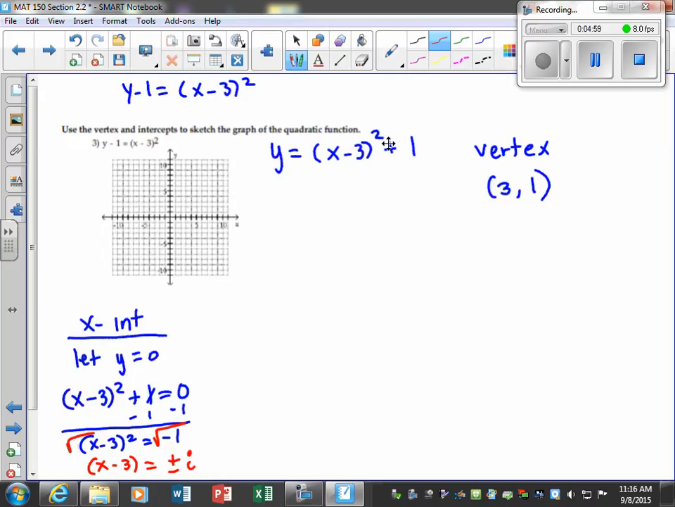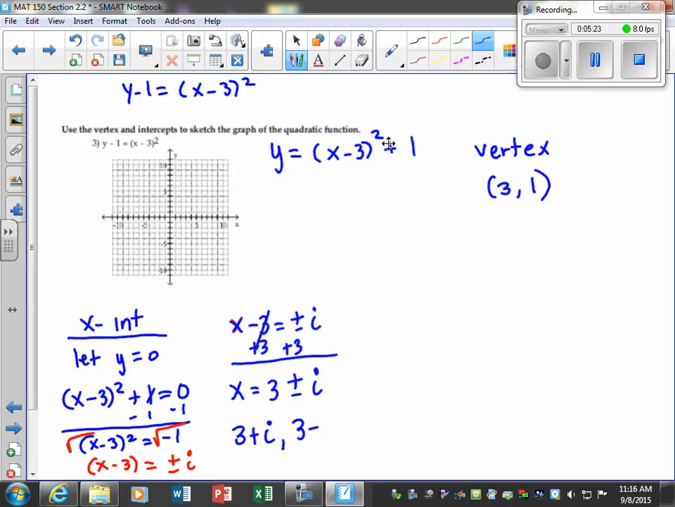It's really i. If I bring that up here, so I can continue on, so I have x minus 3 is equal to plus or minus i, and I solve for x, so I add 3 to both sides. I just get x is equal to 3 plus or minus i. Now, if I needed to write those out, I would say 3 plus i and 3 minus i. Okay, these are my x-intercepts.